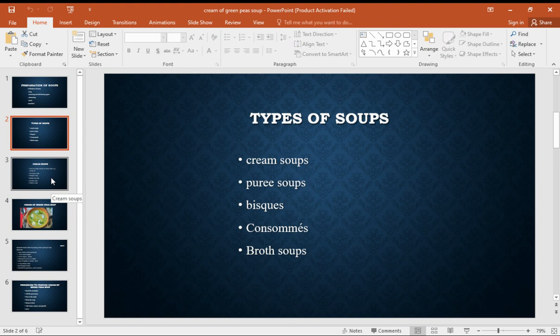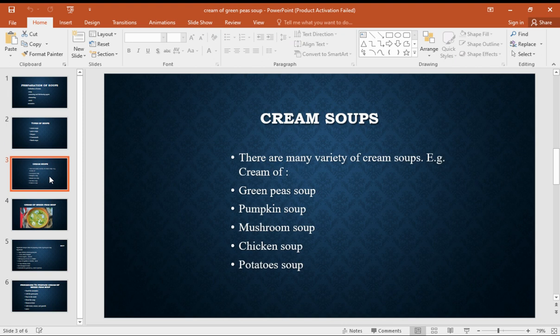In today's lesson, I would like us to narrow down on cream soups. And under cream soups, we have different types of cream soups. There are so many types of cream soups, and each cream soup is given a name as a result of the major ingredient that is used. For example, we have green pea soup. Like in this one, cream of green pea soup, the major ingredient is the green pea.